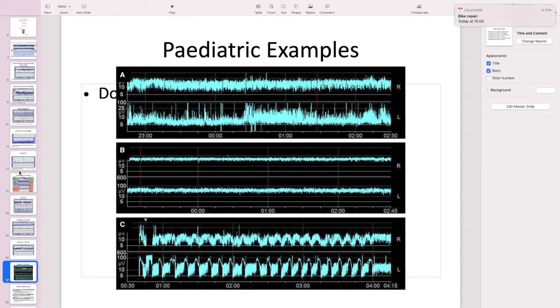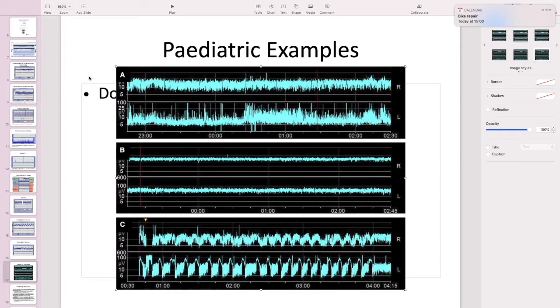So I thought it would be interesting to just look at some pediatric examples, because we don't have reference ranges, but you can get some differences depending on the pathophysiology. So at the top in example A, this is a 7-month-old infant with a left-sided subdural hematoma. So just looking at this, we can tell that both sides are different.